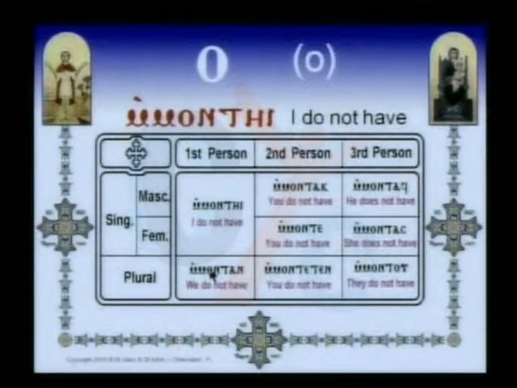And instead of O1Tan, it is M1Tan. Instead of O1Tak, it is M1Tak. And so on. When you look at the plural here, you have M1Tan, M1Teten, M12. M1Tan we do not have. You notice that if you start with M1, this means we don't have. M1Tan, we don't have. M1Teten, you do not have. M12, they do not have.